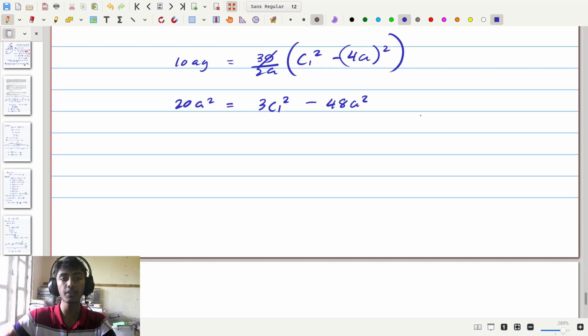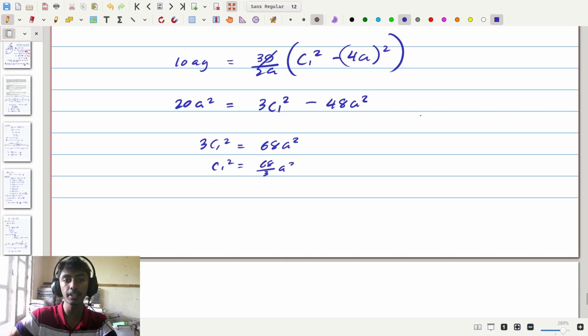Taking everything to one side, we have 3c1 squared equals 68a squared, meaning that c1 squared is equal to 68 over 3 a squared, and since c1 and a are both positive, we can see that c1 is going to be equal to the square root of 68 over 3 a, and that is our final answer for that part of the question.